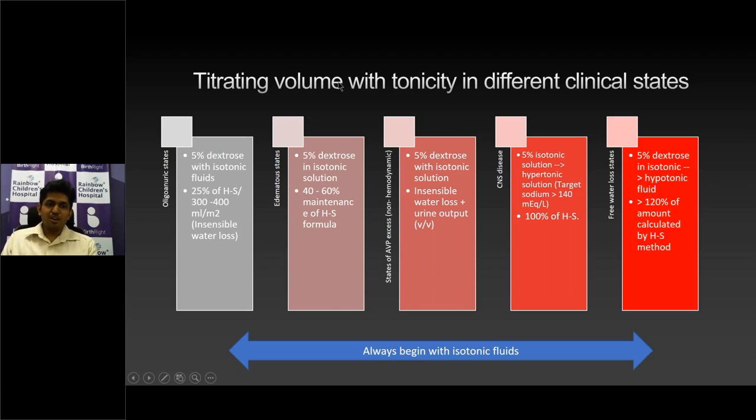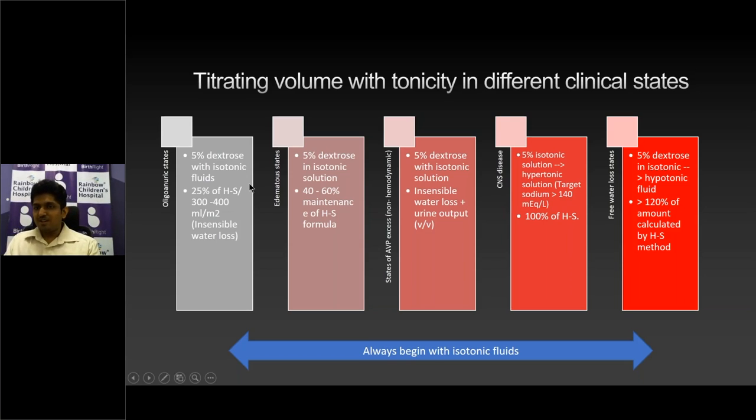For example, in the oligoanuric state, you are going to add 5% dextrose with isotonic fluid, but the volume is going to be only 25% of the Holiday-Seger calculation, or 300 to 400 ml per meter square, which is for the insensible water loss. The replacement of the isotonic fluids with sodium-free or solute-free fluid depends upon your documentation of acute kidney injury. Suppose you document that there is an established acute renal failure, then you change your fluids from the isotonic fluids, meaning sodium-containing fluids, to a sodium-free fluid.